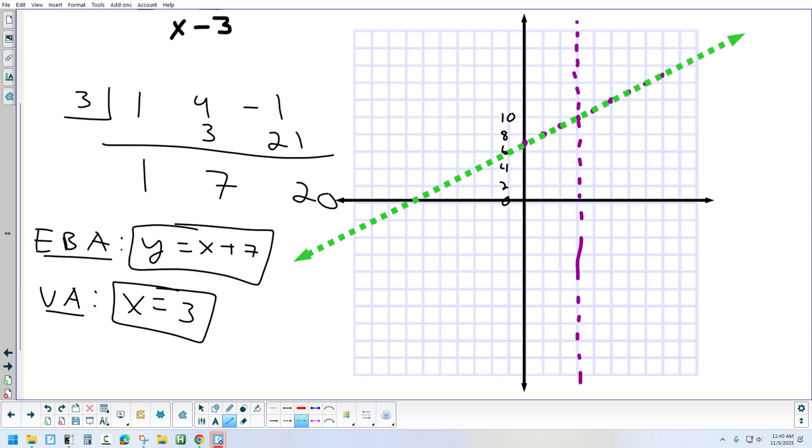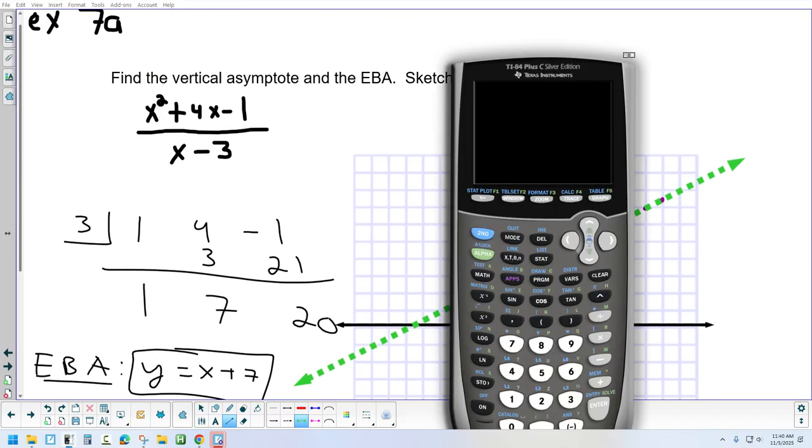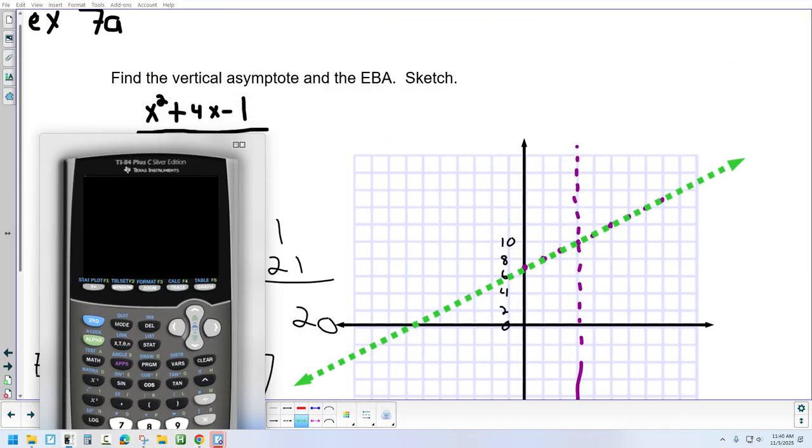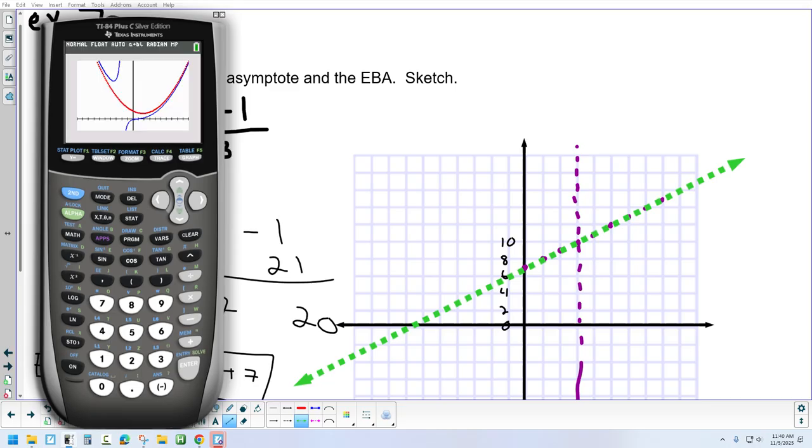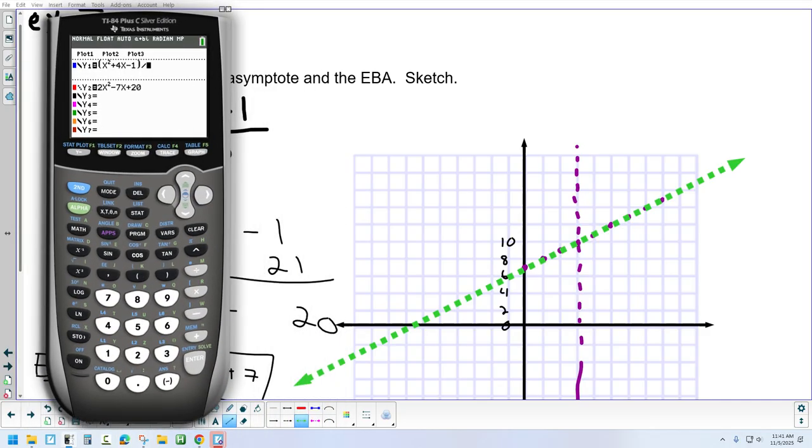And what we get in this case is almost like an X shape with the asymptotes, and it's in 4 sections. We're going to end up drawing in 2 of them. So let's put that in, and now we're going to use the table. Okay, so we got x squared plus 4x minus 1, and what was the bottom? X minus 3.